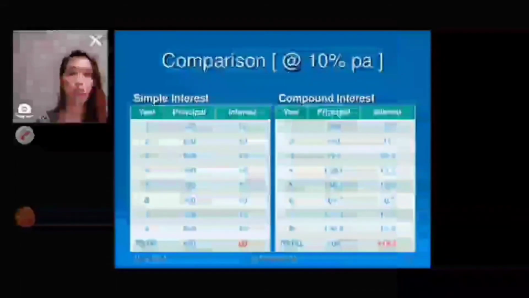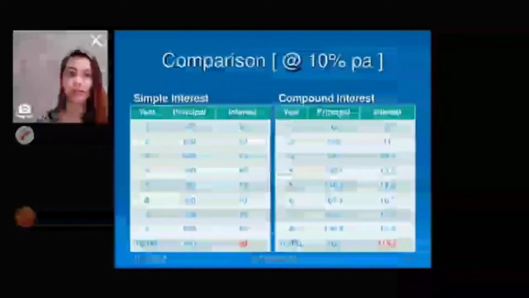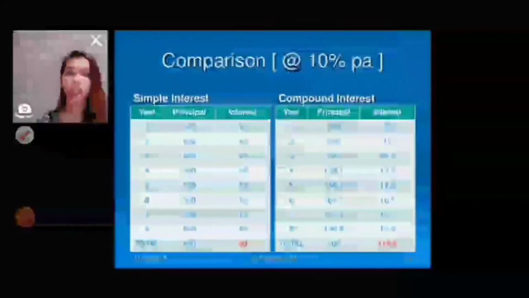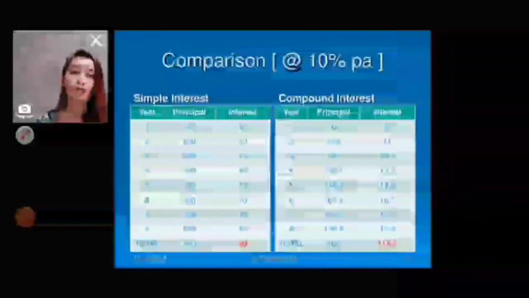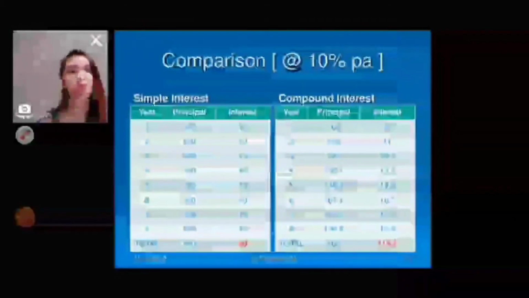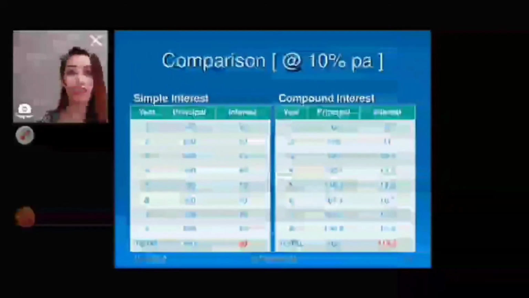As you can see, there is a smaller amount of interest in simple interest than in compound interest. So if you are going to borrow money, be sure that it will be a simple interest. It will be better for you. But if you are a lender, it's better for you to lend money at compound interest.